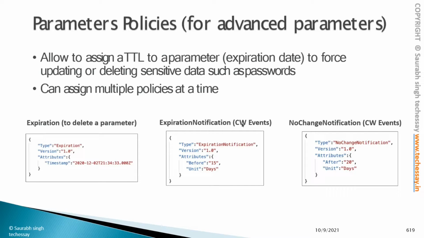expire we want to basically send CW events. Then here is the expiration notification, and here is the version, and here is the attribute set before 15 and United States. And here if we want a no change notification, basically CW events, then here we have a no change event notification, and the version is this, the attribute is after 20 days. So basically these are some examples of advanced parameters. So let's move further.